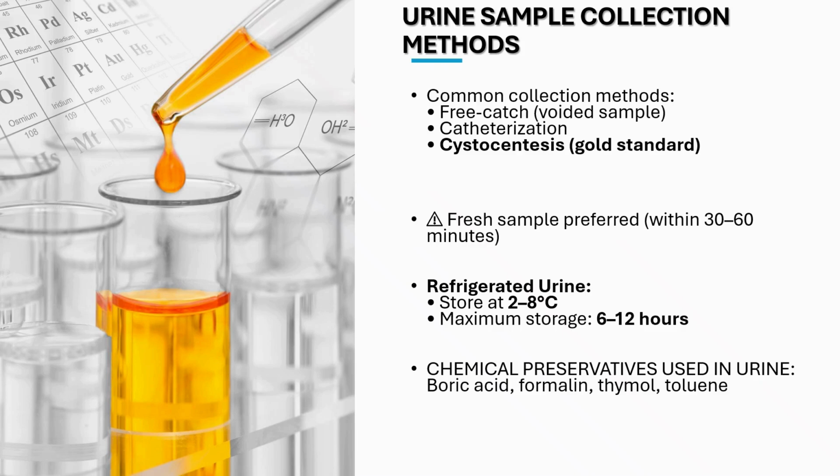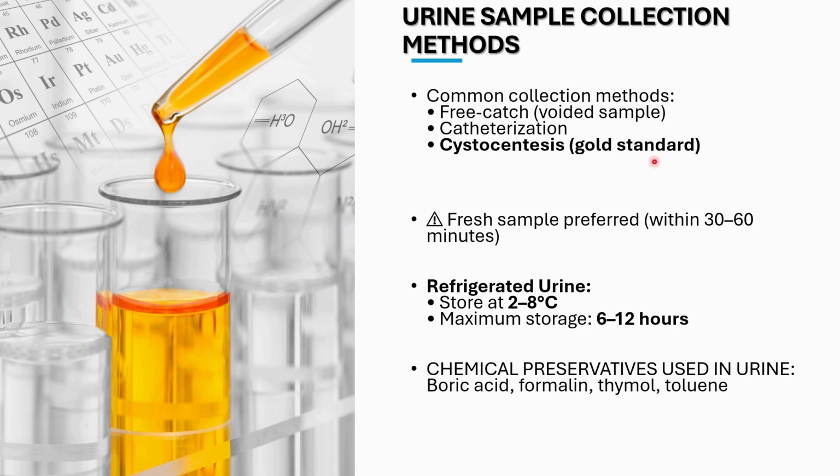Next is urine collection, storage, and preservation. Urine sample quality is critical for accurate microscopic examination, and it begins with proper collection and storage. The most common urine collection methods in animals include free catch or voided sample, catheterization, and cystocentesis. Among these, cystocentesis is considered the gold standard, especially when sterility and accurate sediment evaluation are required. For bacterial culture and evaluation, we have to go for catheterization.